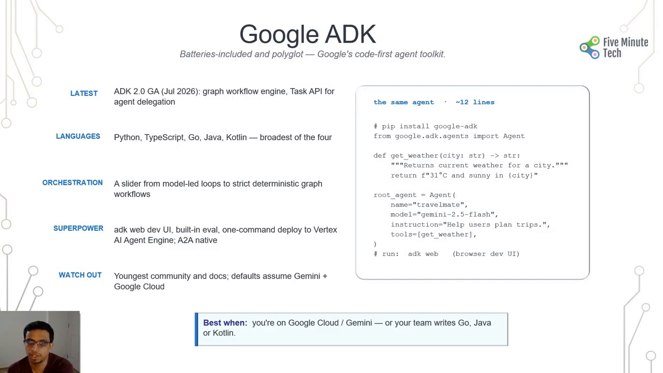Again, this is best known where you are in Google Cloud or Gemini, your enterprise is working with it, and your team writes Go, Java, or Kotlin applications. In the same way, for the agent orchestration you will use pip to install google-adk, and you have the same get_weather function, wherein you get the root agent configured in terms of model, instructions, and the tools.